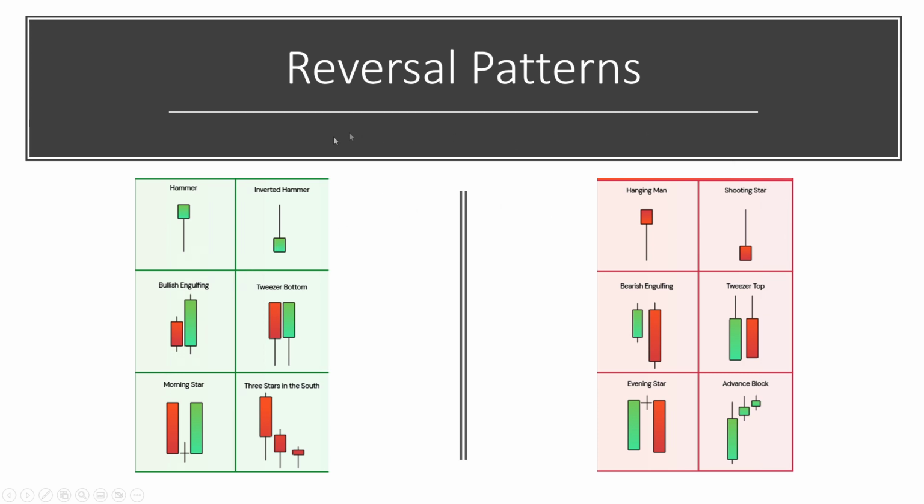These same patterns are going to happen in the reverse way. So you have your hangman instead of your hammer. You have your shooting star instead of your inverted hammer. You have your bearish engulfing instead of a bullish engulfing, etc. And they're just going to happen in reverse.